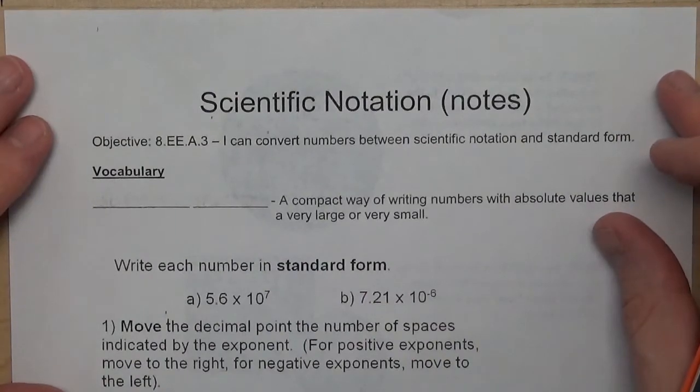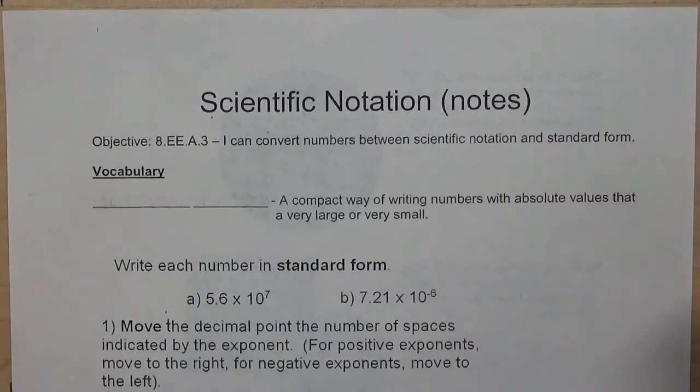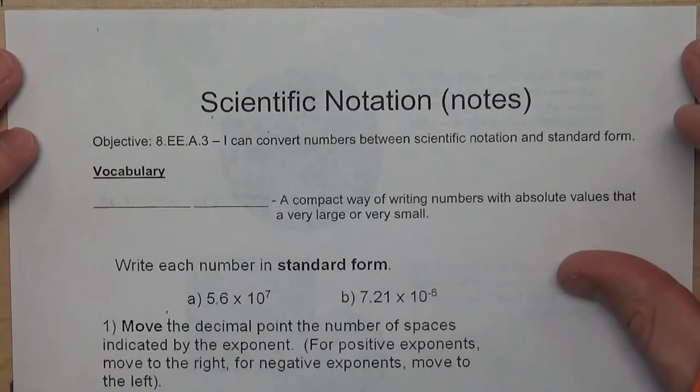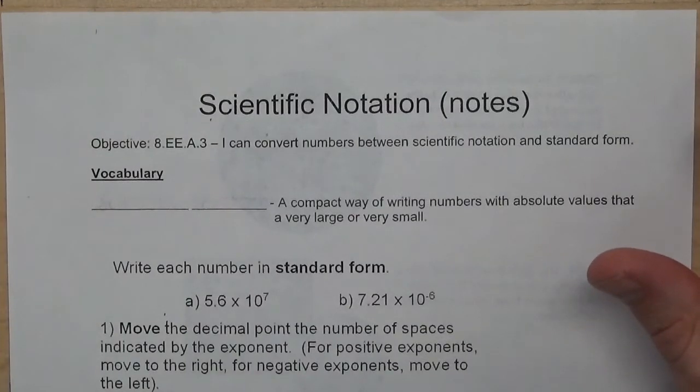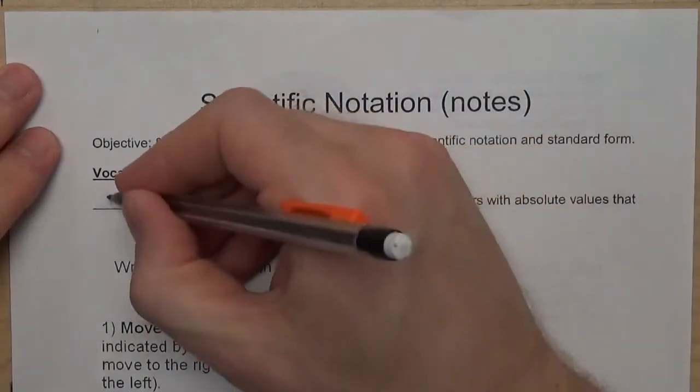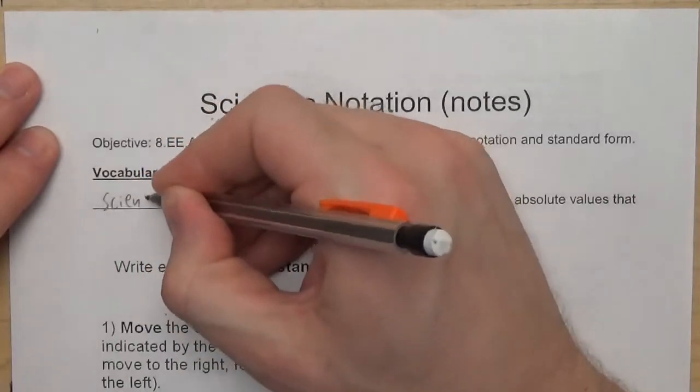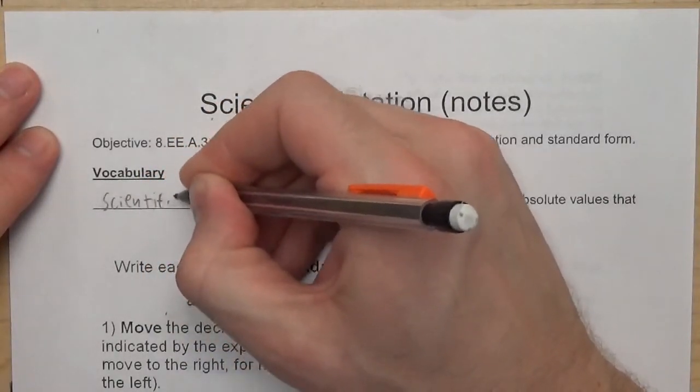And a lot of times you'll see those in science, like if you talk about the distance between galaxies, as a really large number, or a really small number might be like the size of an atom or something like that. And if you're going to be using those numbers a lot, it's nice to have a more compact way of writing them. So that's called scientific notation. So go ahead and fill that in here for your vocabulary term.